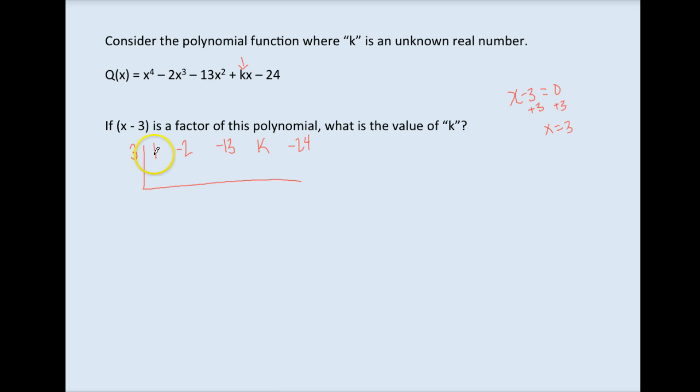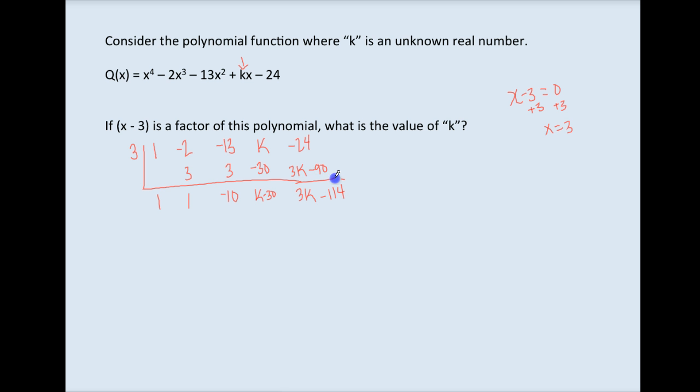We do our synthetic division. So we drop the first one straight down and multiply. 3 times 1 is 3. Negative 2 plus 3 is 1. 3 times 1 is 3. Negative 13 plus 3 is negative 10. 3 times negative 10 is negative 30. Again, we cannot combine these. All we can do is write them as k minus 30. Then we multiply. 3 times k is 3k, and 3 times negative 30 is negative 90. And here we go ahead and add. That gives me 3k, and negative 24 plus negative 90 gives me negative 114.